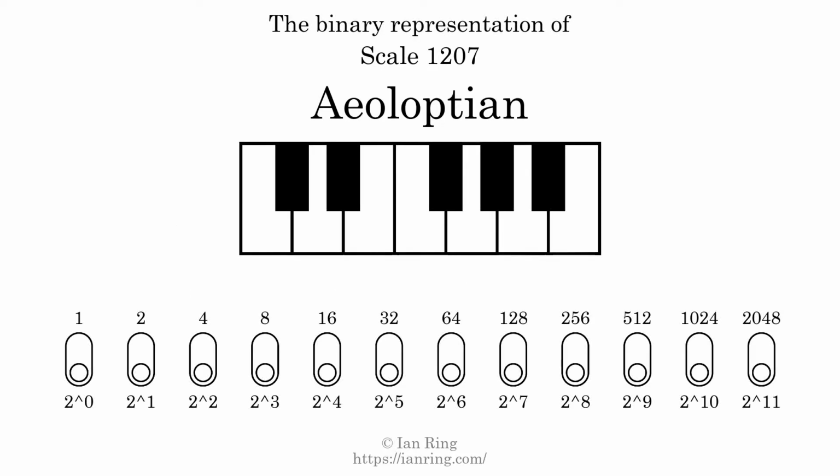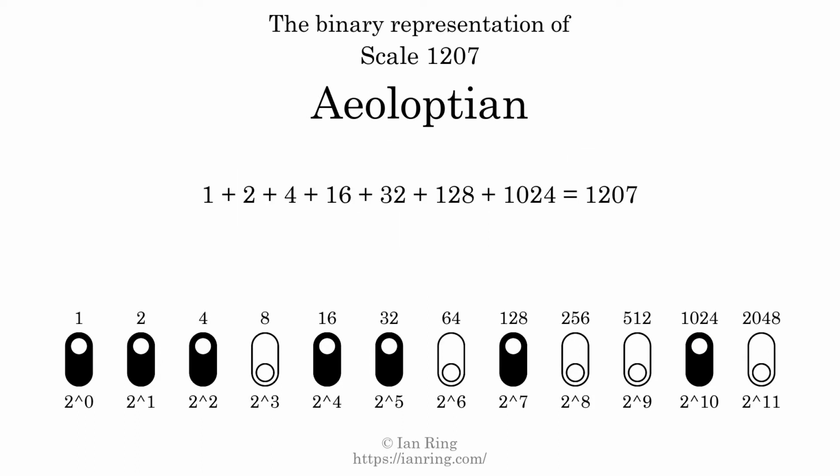The binary representation of this scale is determined by mapping tones of the scale to binary digits. Each binary digit represents a power of 2. To get the scale number, we add the powers of 2 together. The powers of 2 that are present in the scale, all added together, equals 1207. That is why the scale number, in decimal, is 1207.